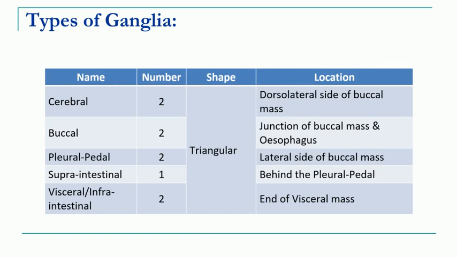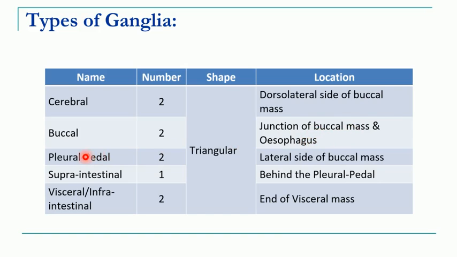Now this table summarizes the name of the ganglion, their number, shape and location. If we see cerebral ganglion, there are 2 in number, they are triangular and they are present on the dorsolateral side of the buccal mass. We know that this buccal mass is situated in the mouth region. Now the buccal ganglion are also 2 in number. They are also triangular in shape and they are present at the junction of the buccal mass and the start of the esophagus, which is part of the digestive system.